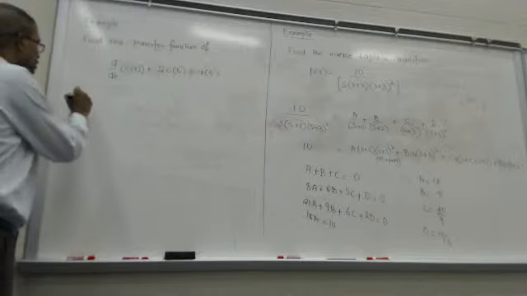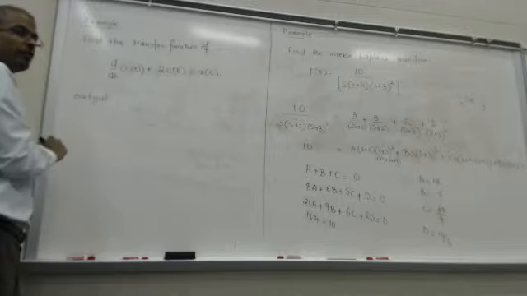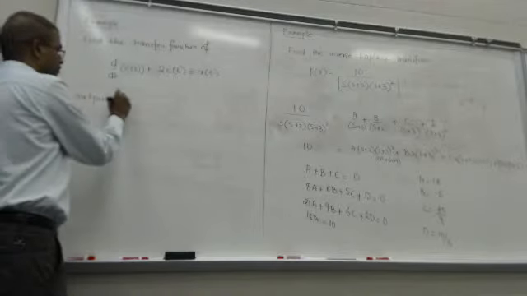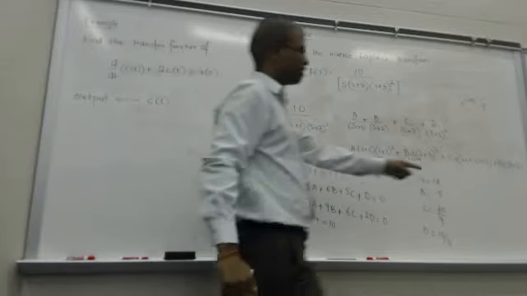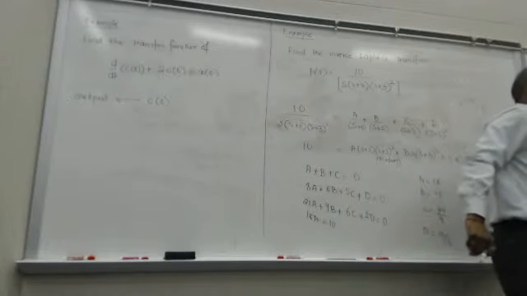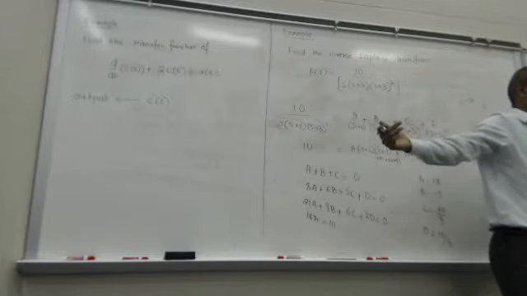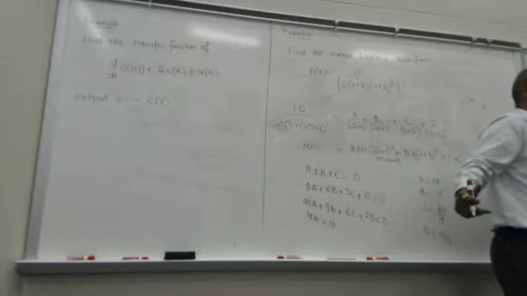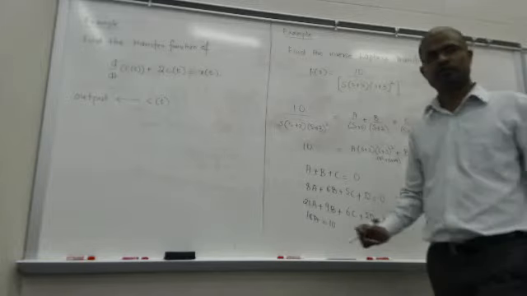What is the output here? Can you identify the output? C of t. Just look at this. The output is C of t, and this is the Laplace transform of C of t. Okay. What is the input? What is the input over there? R of t. Okay.